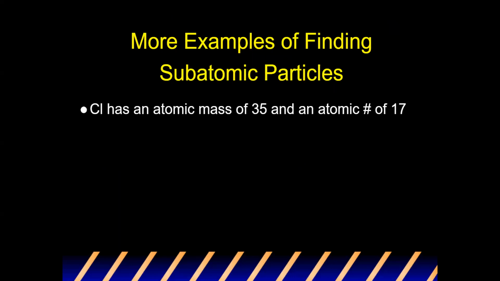Chlorine has a mass of 35 and an atomic number of 17. So figure out the total number of protons, neutrons, and electrons. Our protons and electrons are 17, since that's the atomic number, and 35 minus 17 equals 18. Let's do one more.